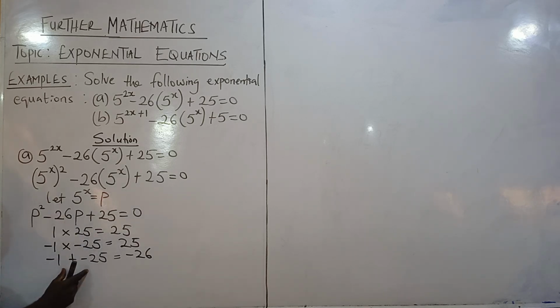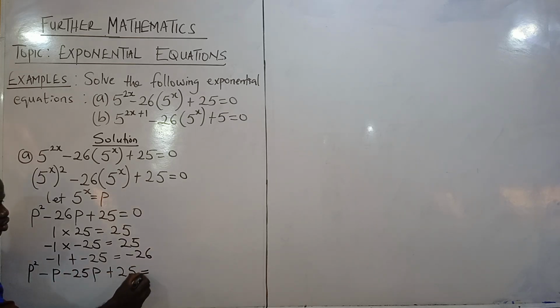Now I want to replace it back into the equation, because we are looking for what we can replace it with. Now p squared minus p. Don't write minus 1p. In mathematics, you don't write minus 1p, just minus p. Positive and negative is negative, so just write negative. Minus 25p plus 25 equals 0.